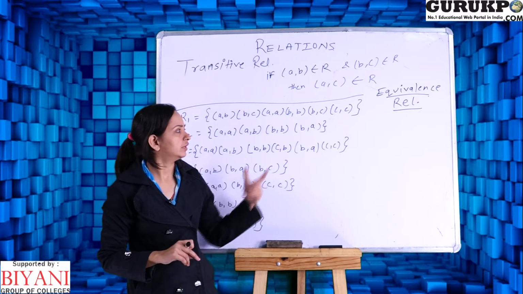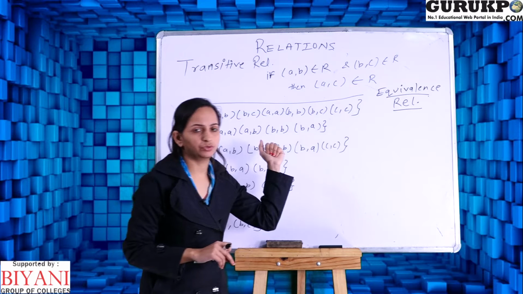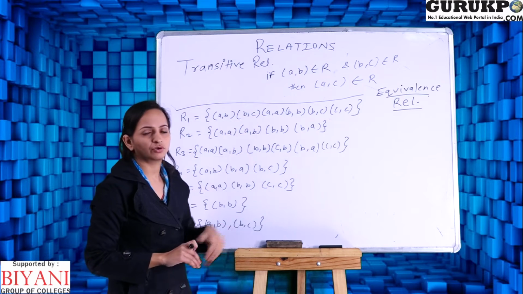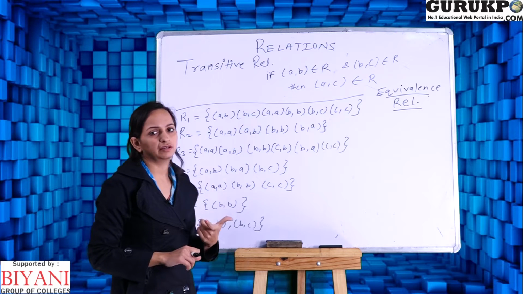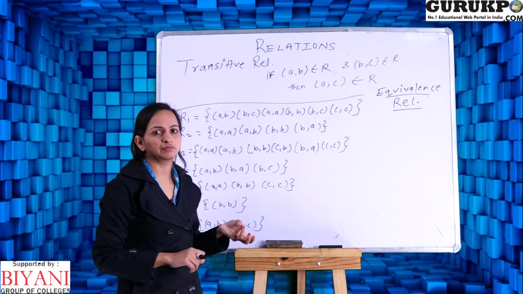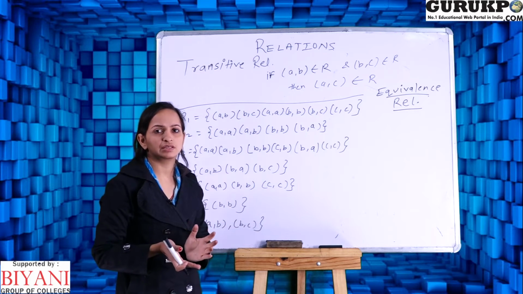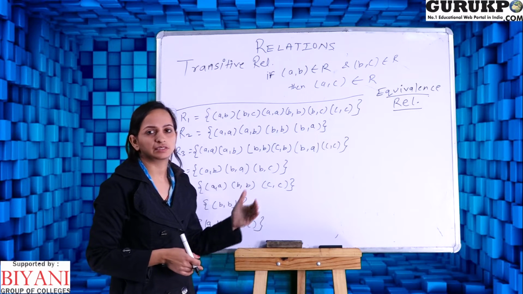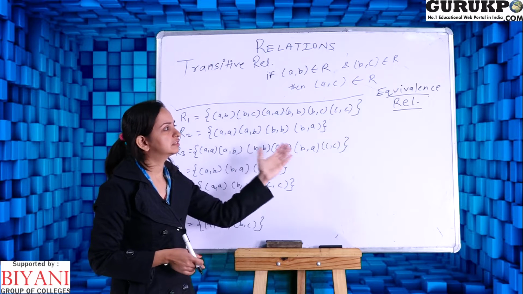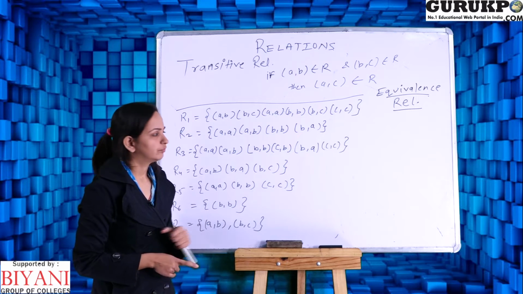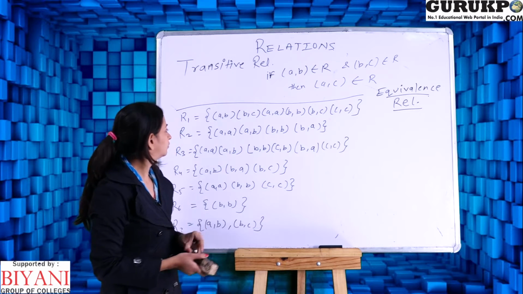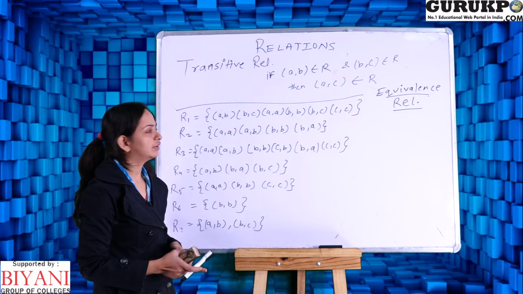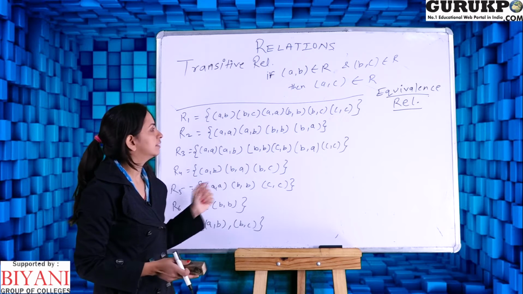So if a set of relation is given to you and you have to find out whether it is an equivalence relation or not, then you have to check all three conditions. The first condition of reflexive relation, second condition of symmetric relation, and the third condition of transitive relation. If all three conditions are satisfied, then you will say that this is an equivalence relation. Okay, so we have some examples here, the sets of relation, and we are going to check one by one which type of relation each is.